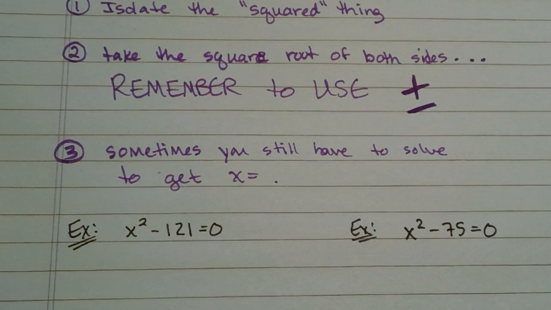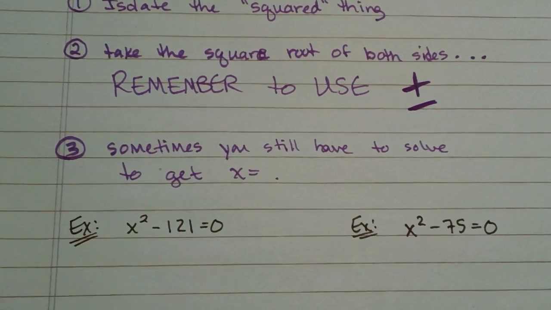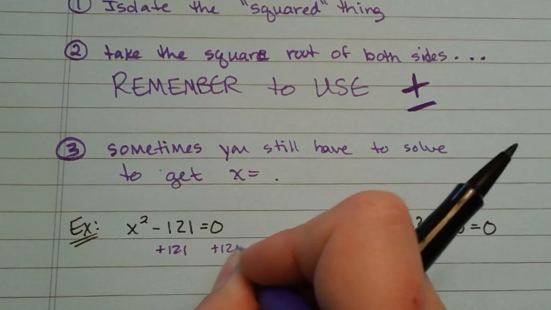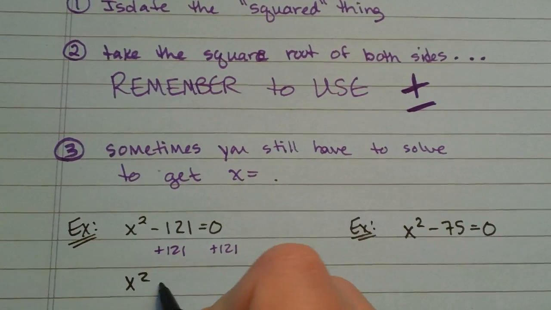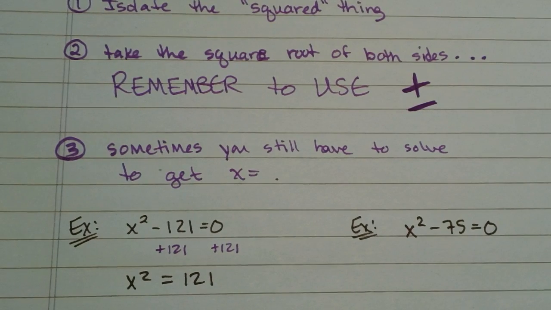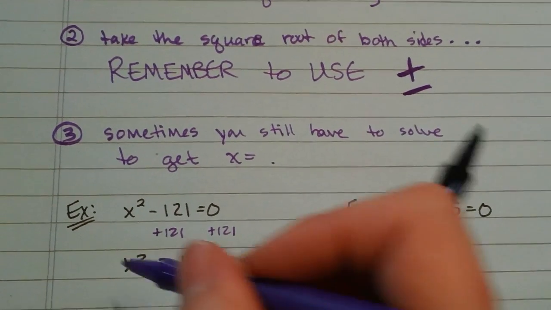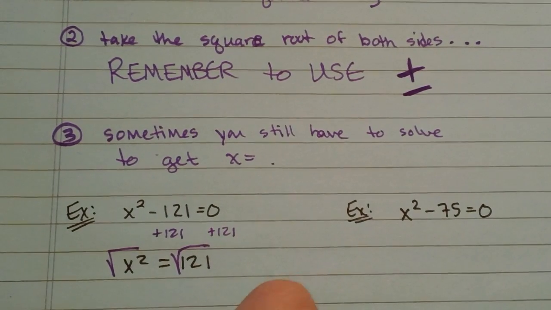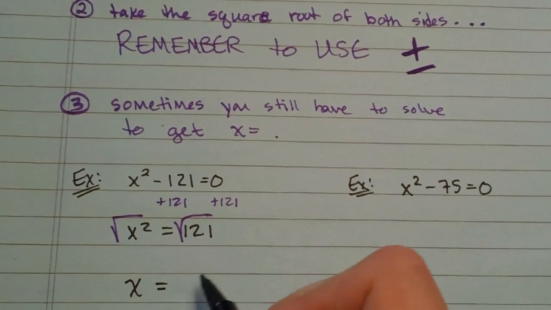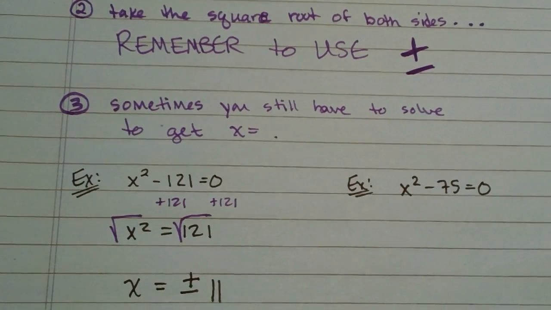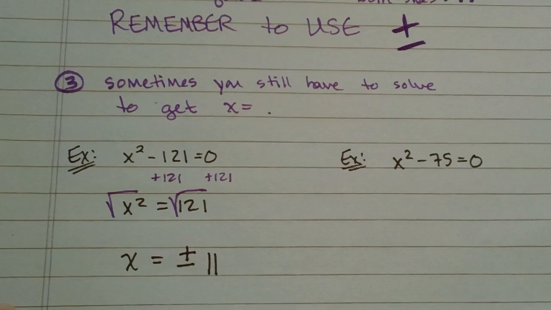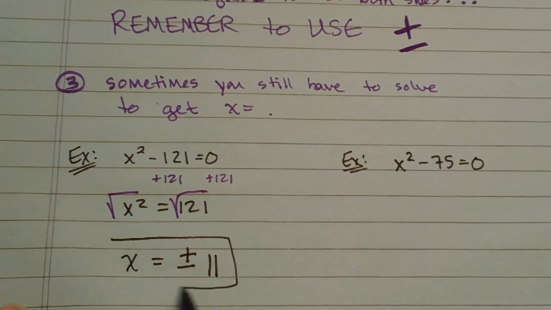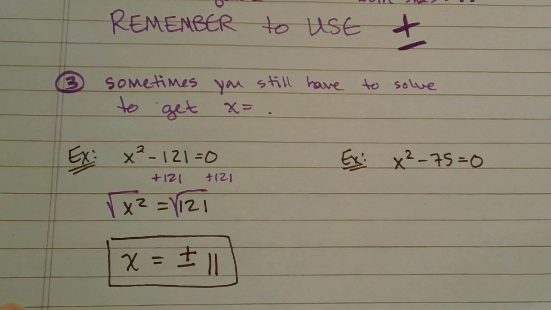So x squared minus 121 equals 0. We need to isolate the squared thing. This time the squared thing is x squared again, so we'll add that 121. So we get x squared equals 121. Now that the squared thing is isolated, we'll go ahead and take the square root of both sides. The square root of x squared is x, and the square root of 121 is plus or minus 11. So that is actually two answers, x equals 11 and x equals negative 11, but it's acceptable to write plus and minus 11.